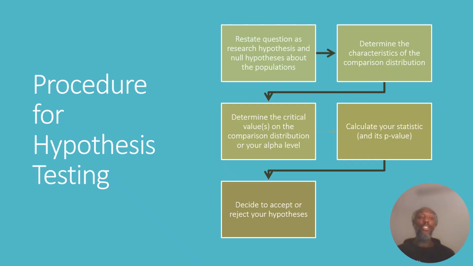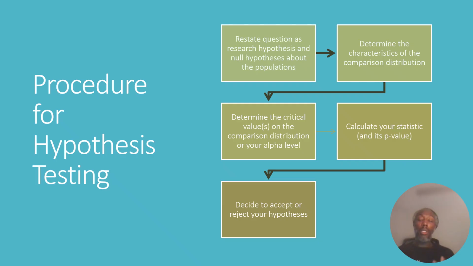The formal procedure for testing a hypothesis has a few steps. The first step is to make sure that we restate our question as a paired set of research hypothesis and null hypothesis. And we want to phrase that in terms of populations, because generally when we're asking questions in statistics, we don't care too much about the particular sample. We want to know what's going to happen to the population that they represent. So first, we'll restate the question as a research hypothesis and null hypothesis about populations.